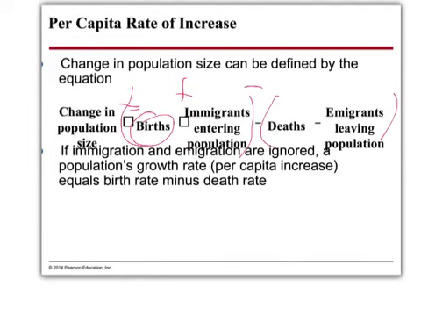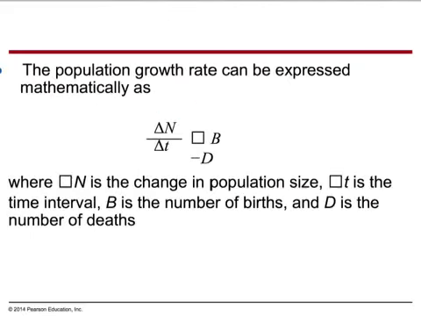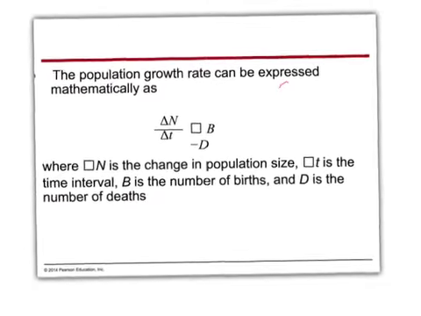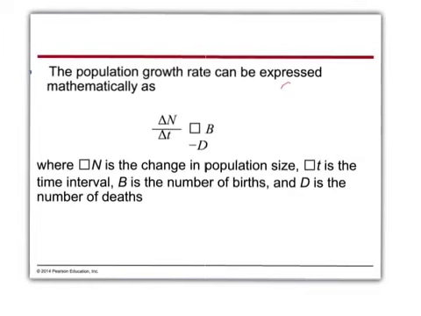If we ignore immigration and emigration, then it's just birth rate minus death rate. In order for a population to grow in size, the number of individuals coming in has to be greater than the number of individuals going out. So a growth rate can be expressed mathematically as a change in N, the number of individuals, a change in population size, over a period of time.